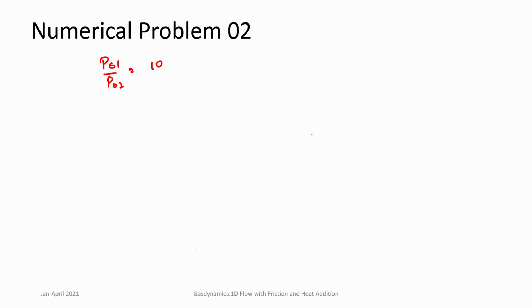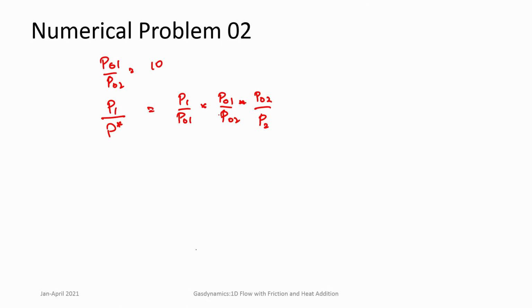So, what do we know about that? We know that it is P1 by P star. Okay, this is what is known, P1 by P star. This can be written as P1 by P01 multiplied by P01 by P02 multiplied by P02 by P star, or P2, where P2 is actually P star in this case. Okay. This is equal to this, and P01 by P02 is given.